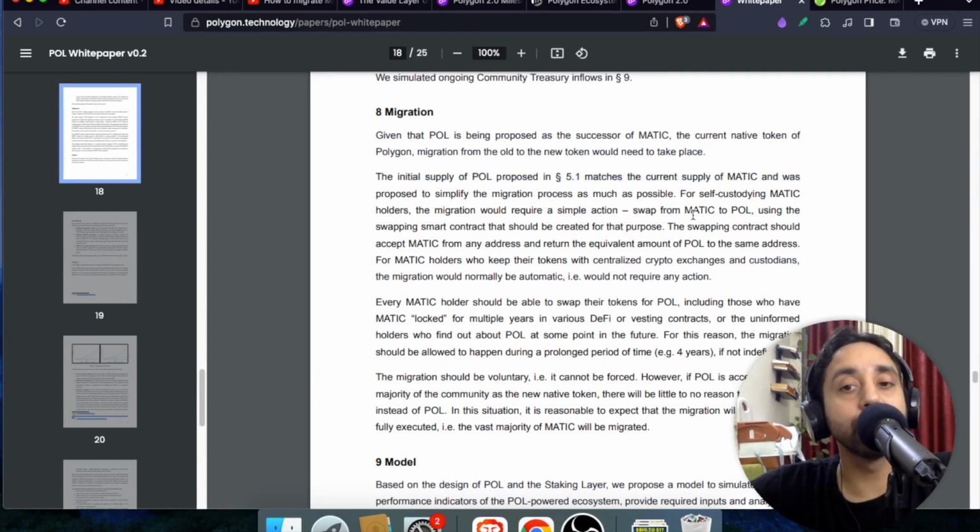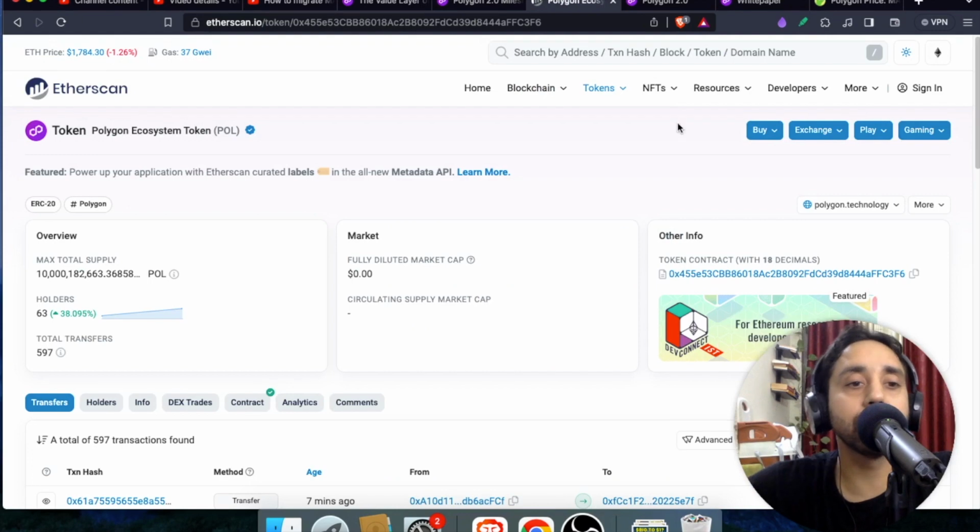So here is your scenario number one. For self-custodying MATIC holders, the migration would require a simple action: swap from MATIC to POL using the swapping smart contract that should be created for that purpose. So guess what? If you're holding your tokens, let's say in a Ledger wallet or Trezor or any cold wallet, there will be a swapping smart contract. Not this one. This is the POL token. It's a smart contract of the POL token. So this is not what I'm talking about.